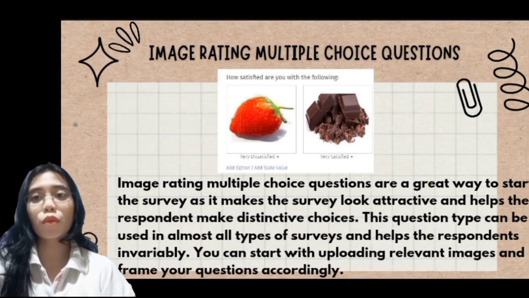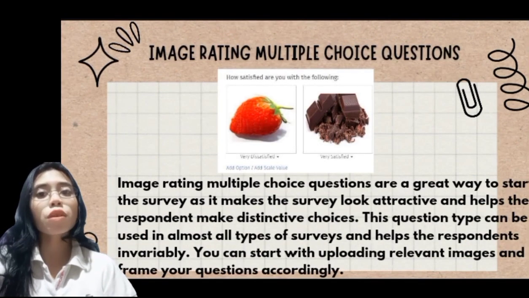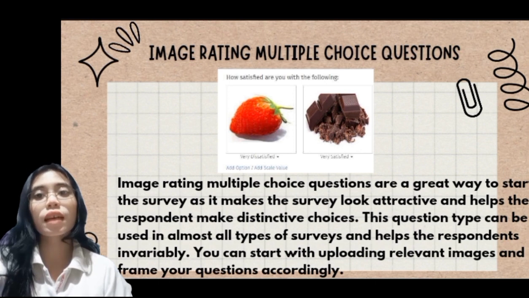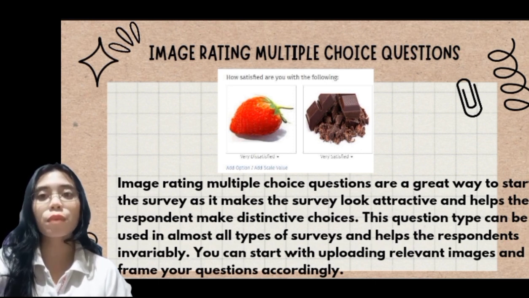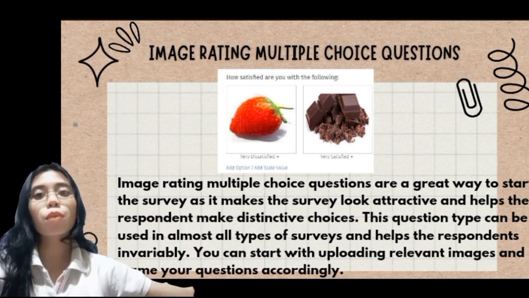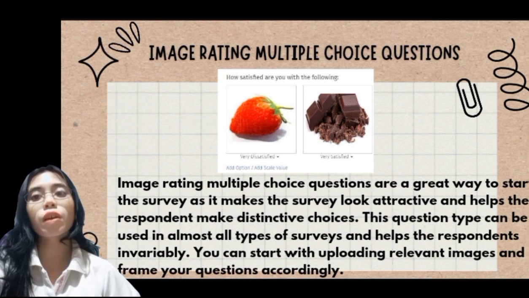Next is image rating multiple choice question. Image rating multiple choice questions are a great way to start the survey as they make the survey look attractive and help the respondents make distinctive choices. This question type can be used in almost all types of surveys. Invariably, you can start with uploading relevant images and frame your questions accordingly.